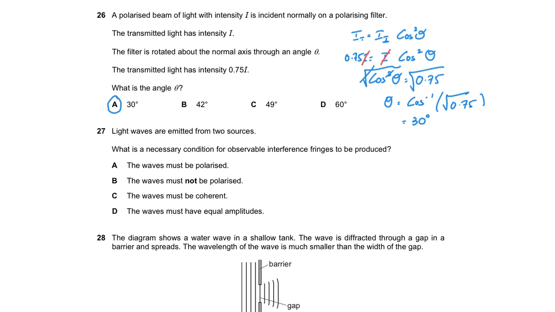The waves being polarized is not a necessary condition. The waves not being polarized is also not a necessary condition. The waves must be coherent. Yes, that is necessary. The waves must have equal amplitude. Having equal amplitude ensures that the dark fringes, or the destructive interference, would be completely dark. But if they don't have equal amplitude, you'll still see an interference pattern. So D is not a necessary condition.